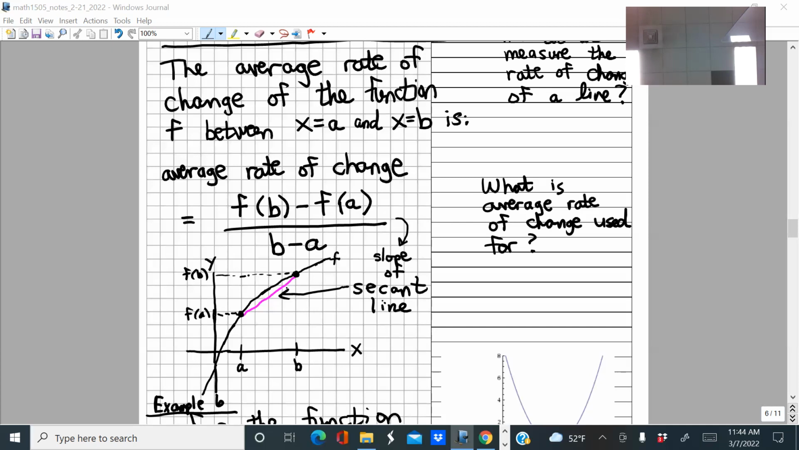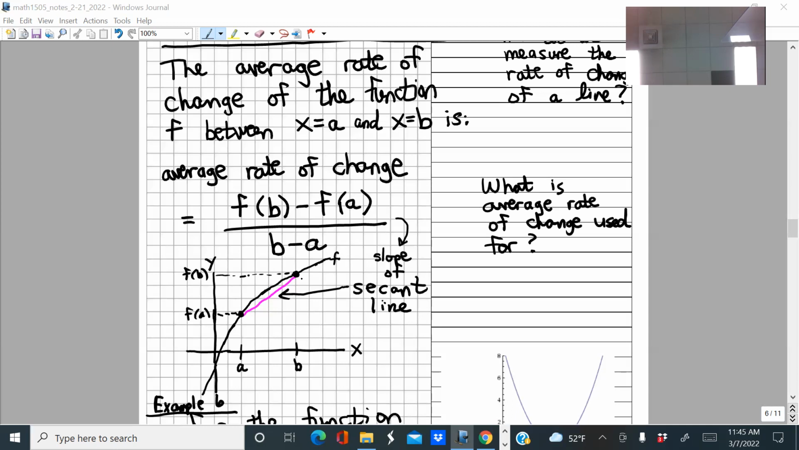And all you do is calculate the slope of that line. So for this function f, the rate of change, or how fast this function is increasing from x equal a to x equal b, is the slope of this line. And how do you calculate the slope of this line? You just use your slope formula. All right. So all this rate of change formula is just the slope.